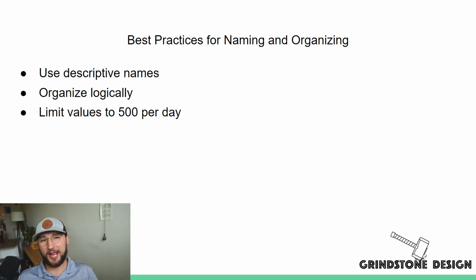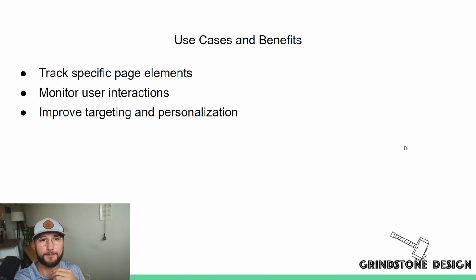All right, so we are back. We already touched on how we need to use descriptive names and organize them logically. One thing to keep in mind is that GA4 limits you to 500 data points per day. So if you have any events that are pulling over 500, then you're going to reach a cap, basically. So just keep that in mind as you are creating them.